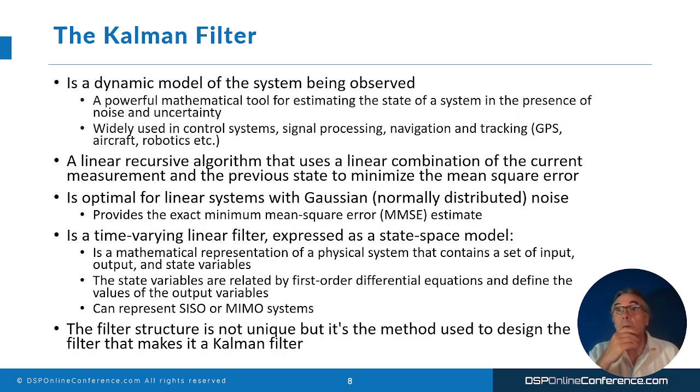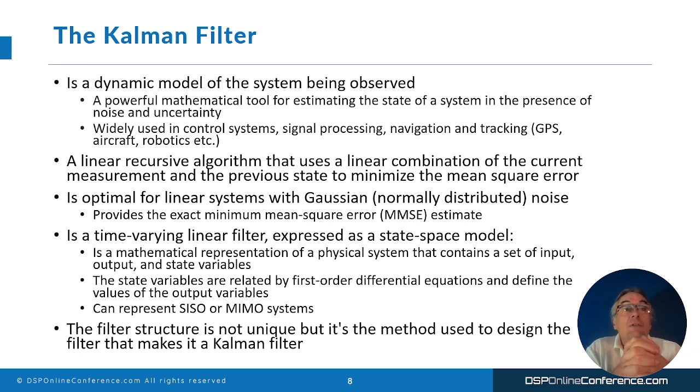So it's a mathematical model of the system, and it's widely used in navigation, tracking, GPS applications, and control systems where there may be a high level of noise. It's a linear recursive algorithm, as we discussed, and it's optimal for linear systems with Gaussian or normally distributed noise. In fact, the Kalman filter provides an exact minimum mean squared error estimate of the state, and we'll talk about that in a few minutes.